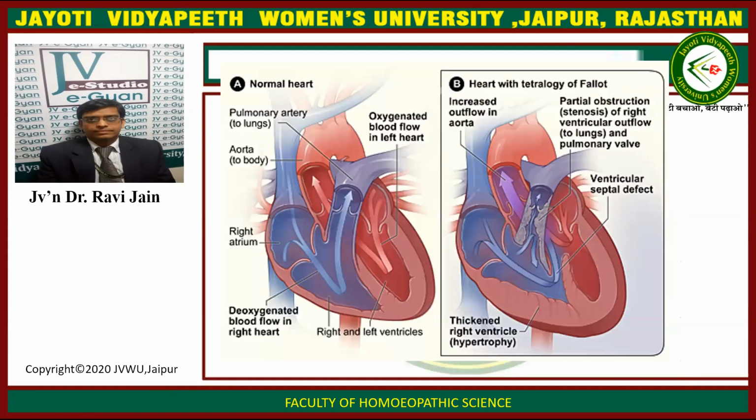Now, on the left side in the A figure, you can see the normal heart, the normal anatomy of the heart, how the blood flows through the heart. This you already know, the normal anatomy and the normal functioning of the heart. Now, in the second B part, we see the anatomy of the tetralogy of Fallot. In tetralogy of Fallot, there will be increased outflow in the aorta, and there will be partial obstruction or stenosis of the right ventricular outflow to lungs and pulmonary valve. There will be ventricular septal defect and thickened right ventricular hypertrophy.